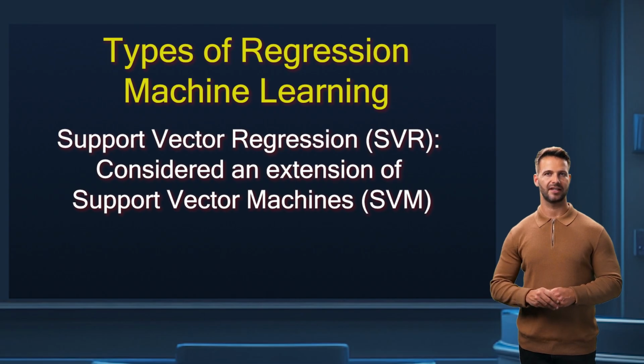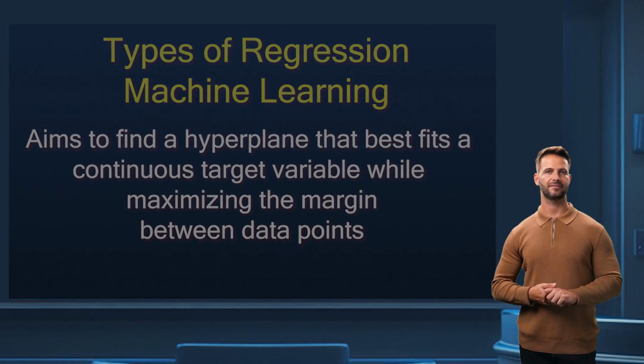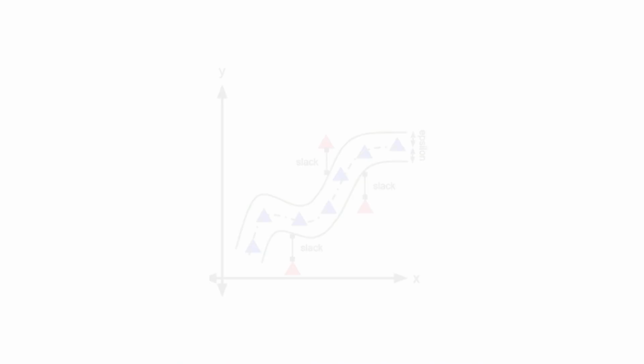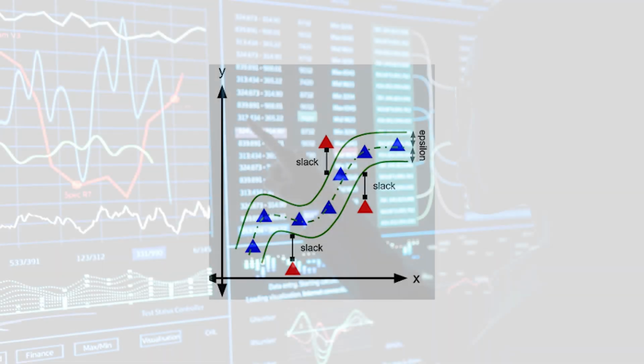And finally 5, support vector regression, or SVR. Support vector regression is a machine learning algorithm considered an extension of support vector machines, or SVM, used for regression tasks, where it aims to find a hyperplane that best fits a continuous target variable while maximizing the margin between data points, allowing it to predict continuous values like price or temperature, rather than classifying data into distinct categories like SVM does.